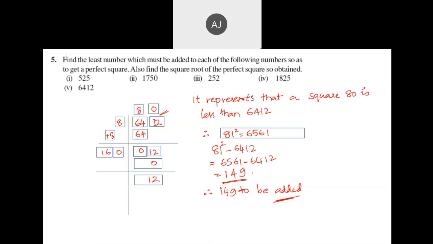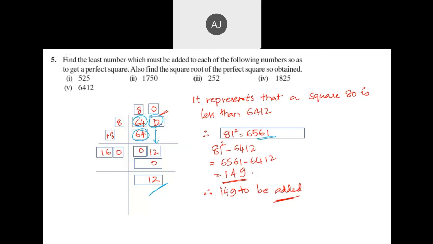Observe it very carefully. We have to make the groups. Group is done. Nearest square number is 64. So 8 times 8 is 64. Difference is 0. 8 plus 8 is 16. Here 12 is taken as carry. You have to take 0 because this number is smaller. So 160 times 0 is 0. 12 is the remainder. This is an indication that the given number is not a square number. So the next square number we have to find out. So 81 square is 6561.